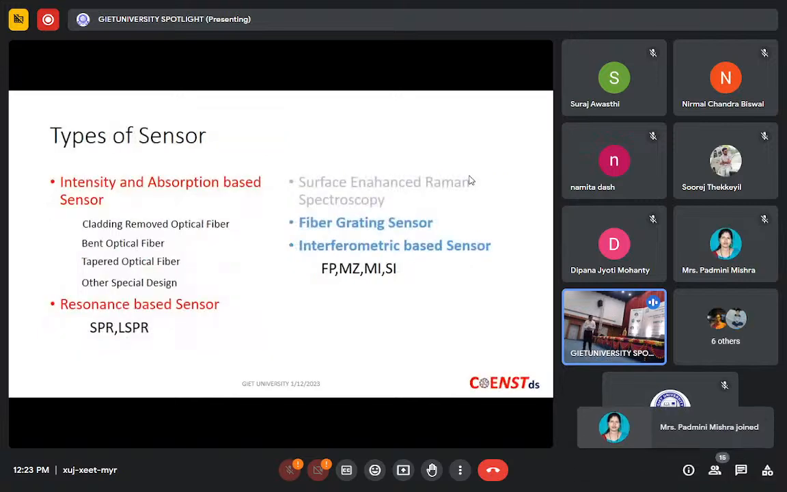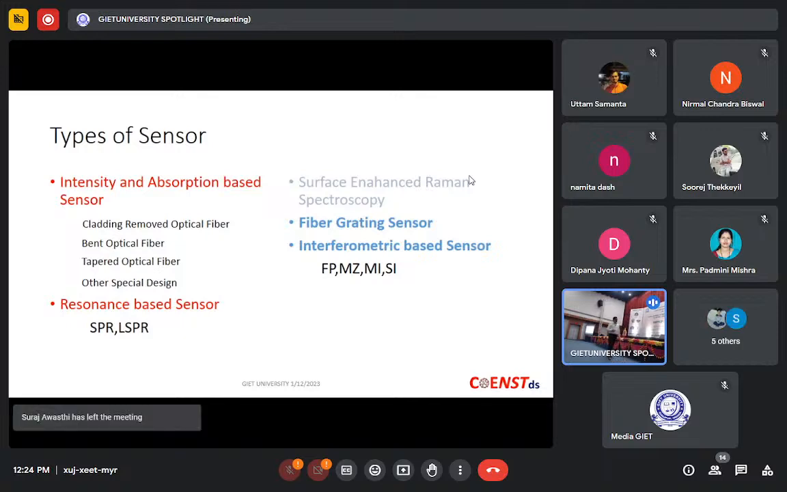And these are the different types of sensors. So let me just skip this slide. Just you can see here that the sensor you can classify into intensity and absorption based sensor, resonance based sensors like surface plasmon resonance and local surface plasmon based sensors, and also you can have sensors based on fiber grating, and you can have some interferometric based sensors.